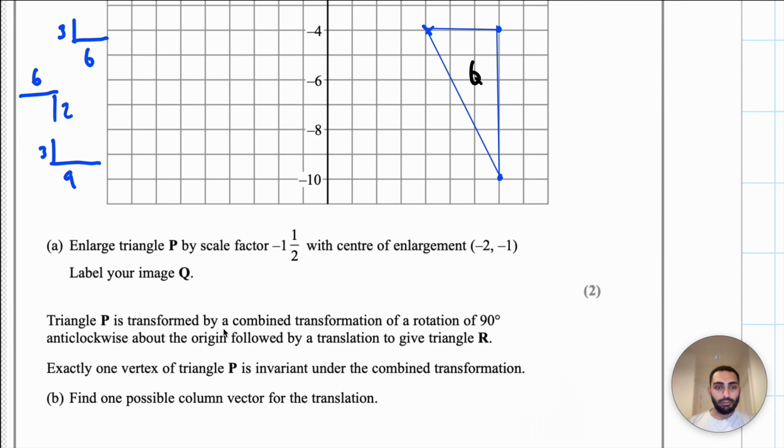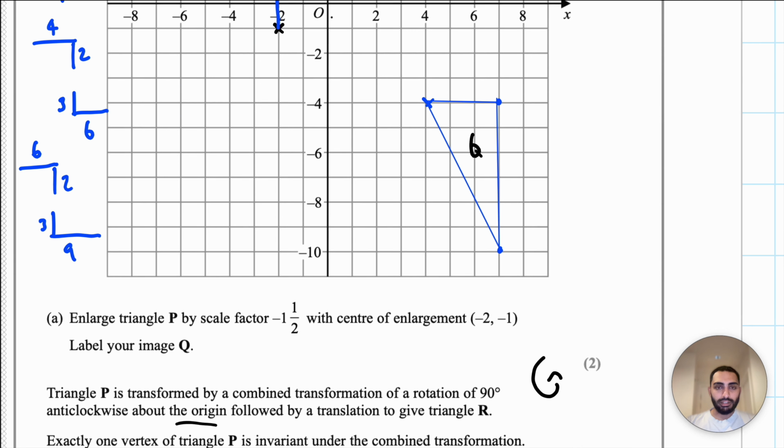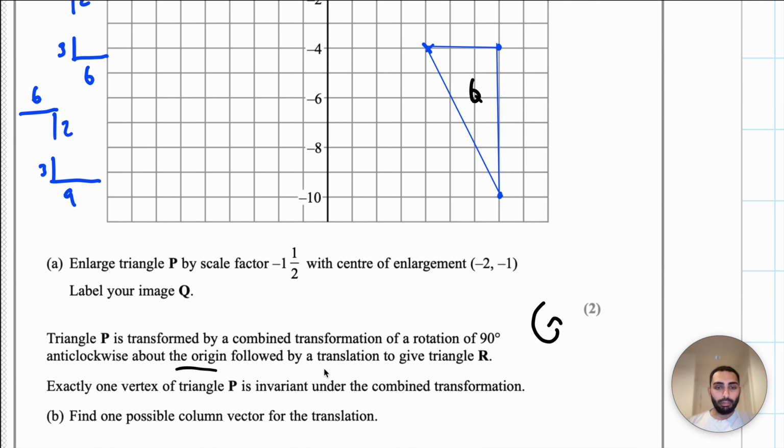Triangle P is transformed by a combined transformation of a rotation of 90 degrees anti-clockwise. So clockwise is going that way. Anti-clockwise would be going that way. About the origin, origin just means the center, (0, 0). Followed by a translation. Translation just means that it's been slid across to give triangle R. Exactly one vertex, vertex just means corner or point, of triangle P is invariant. Invariant just means that after we've done this transformation, the point will be exactly the same. It won't have changed under the combined transformation.